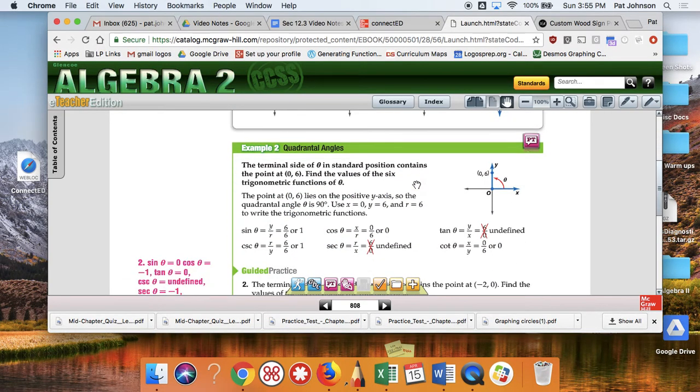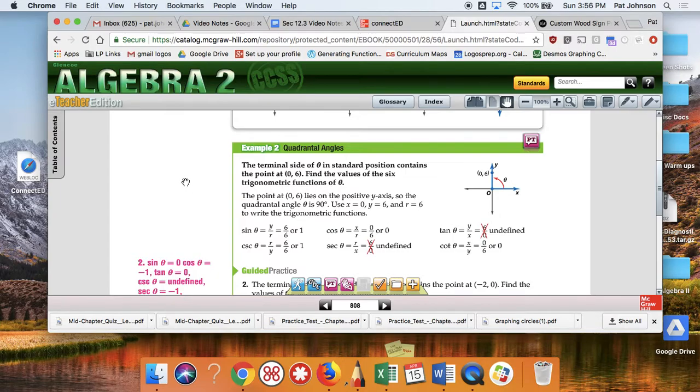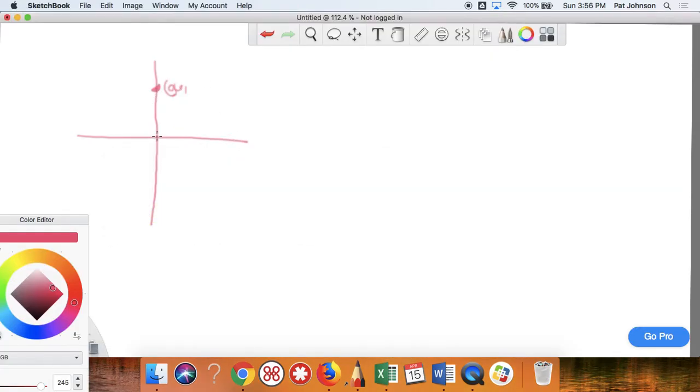Okay, let's look at this one. The terminal side of theta in standard position contains the point (0, 6). Find the values of the six trig functions. So we have the point (0, 6), some point, and that's on the terminal side. Our terminal side goes from here to here. Here's the vertex. We know x is 0 and y is 6, but this is also going to be r. So r is also 6, because it's 6 units from the vertex to the point.